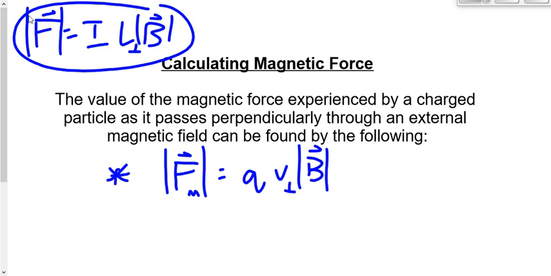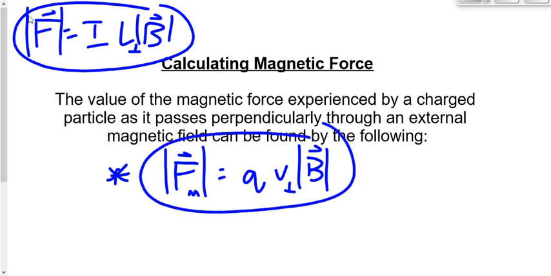So although technically this is always valid, even in a wire when we have electrons moving through it, generally what I want you to do is, when you have a wire, use this equation. When you don't have a wire, but rather just individual charges, use this equation.